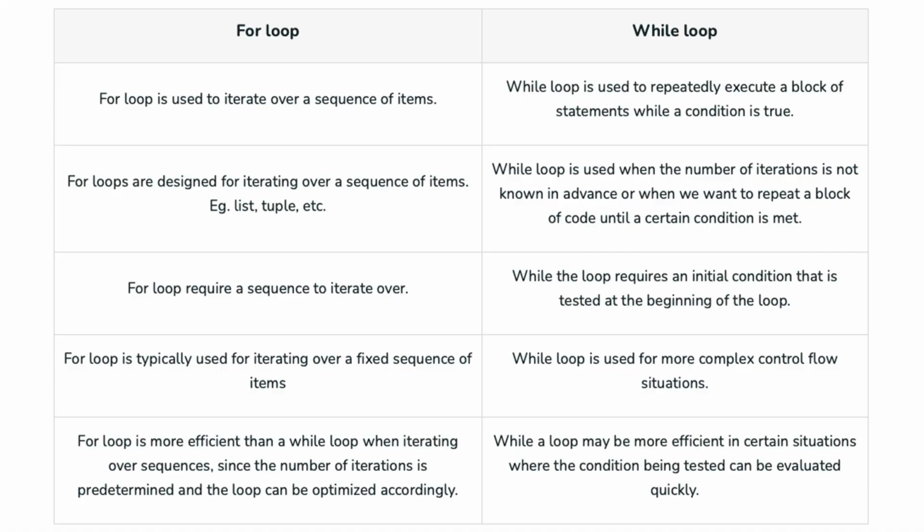So overall, the table shows that for loops are typically preferred for straightforward iterations over known sequences, and while loops offer more flexibility for dynamic and condition-based iterations. Now the choice between the two depends on the specific needs of the task at hand, such as the predictability of iteration counts and the nature of the condition that is driving the loop.